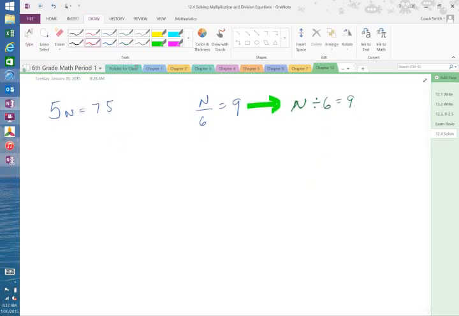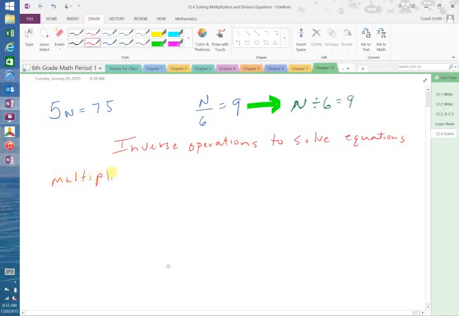we are still talking about using the inverse operations to solve equations. Okay, the inverse operation of multiplication is, what do you think? Division. There we go.